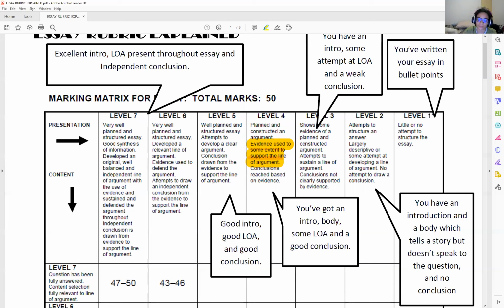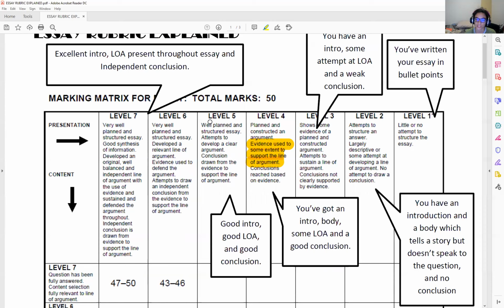Then you've got a level five. This is just a good essay, a plain old good essay. This child has studied really hard, and this child has shown that they've really planned their essay. They've got a good introduction, they've got a good body with paragraphs and a line of argument, and they've got a good conclusion. But it's not brilliant. So it's a good essay, but it's not a brilliant essay.